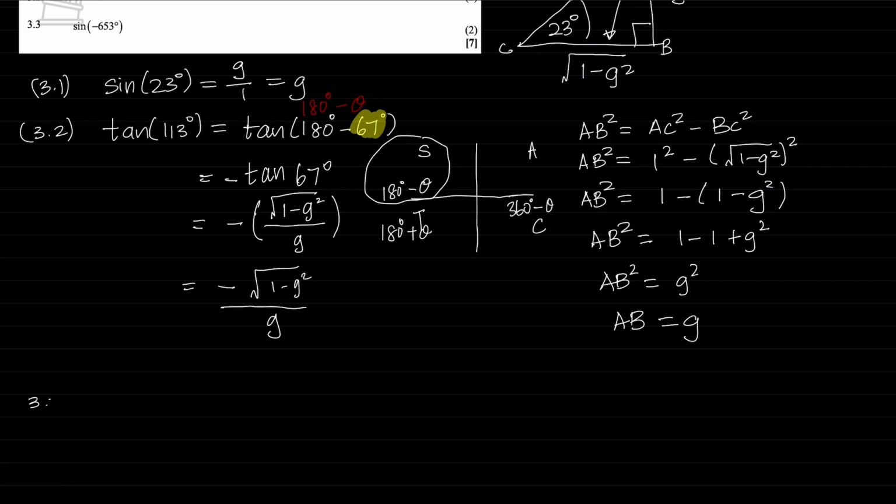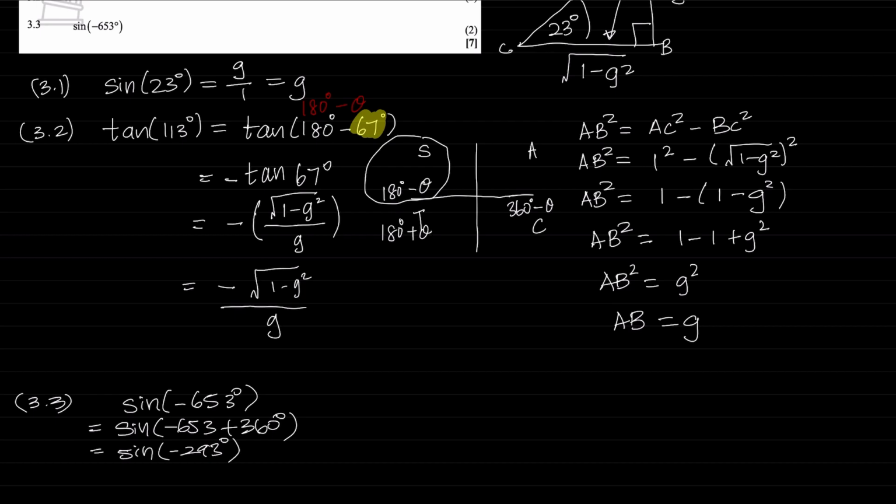So question 3.3, sine of minus 653. So what do we do in this case? In this case, since the angle is greater than minus 360, what we should do is keep adding 360. So we'll do sine of minus 653 plus 360, and that gives us minus 653 plus 360, that's minus 293. So sine of minus 293.